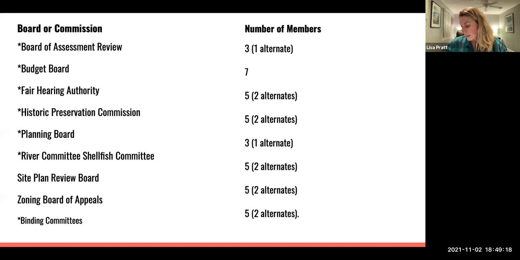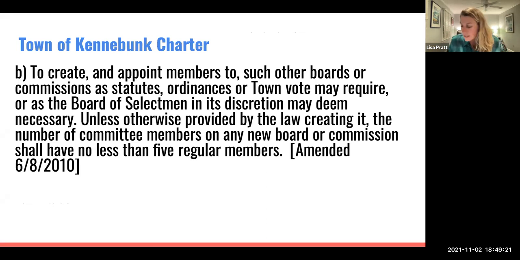Next slide, please. This is another key point about the power of the select board: to create and appoint members to boards and commissions as statutes, ordinances, or town vote may require, or as the Board of Selectmen in its discretion may deem necessary. I won't continue, but essentially we are allowed to create boards and commissions, but as you can clearly see, it does not talk about committees. Also, it is not mentioned what happens when a board, commission, committee, or task force is done with their duties and how we move forward.